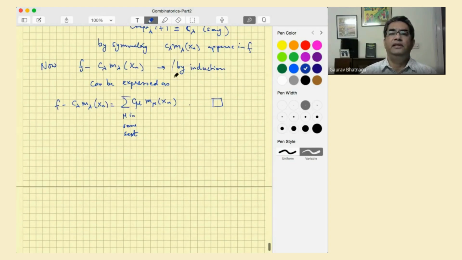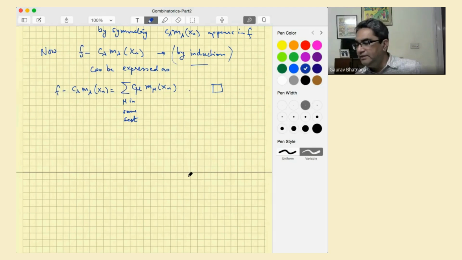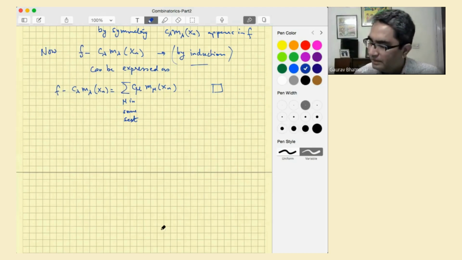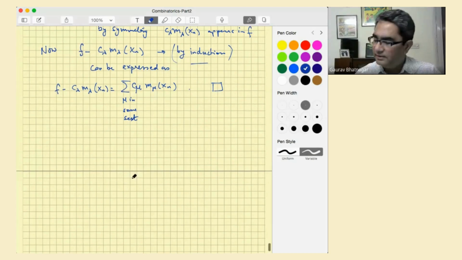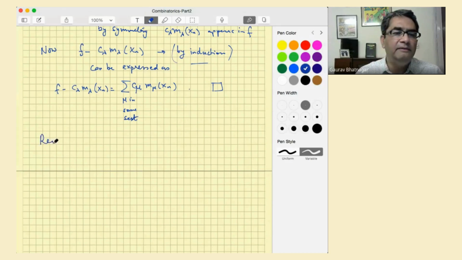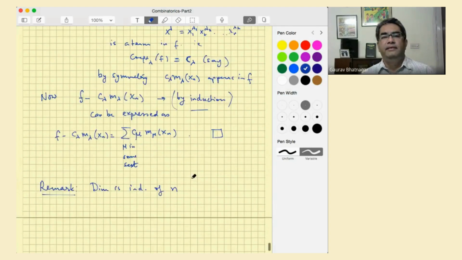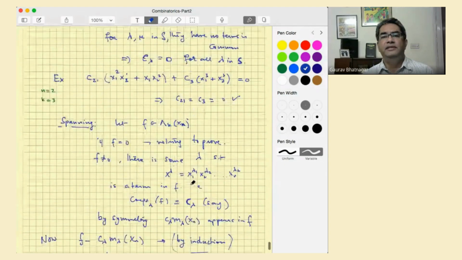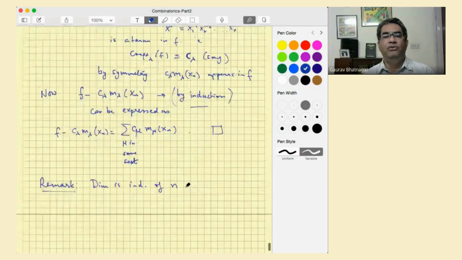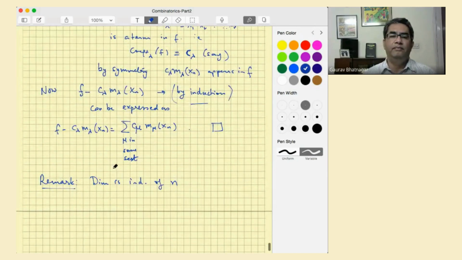So this is the key operative word. At 0 there's nothing to prove, and beyond that there is a... So the remark is the dimension is independent of n, right? So the dimension is the dimension of Lambda^k.